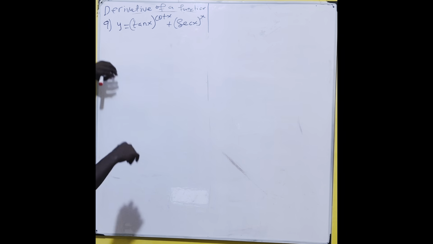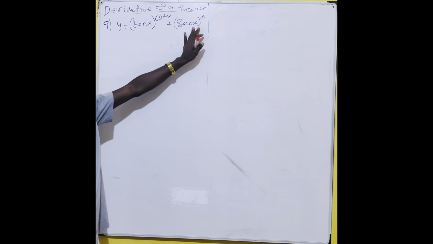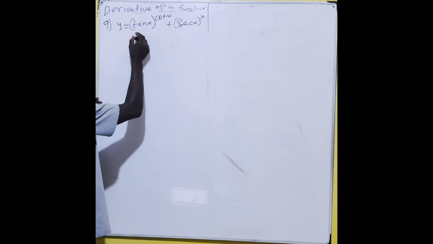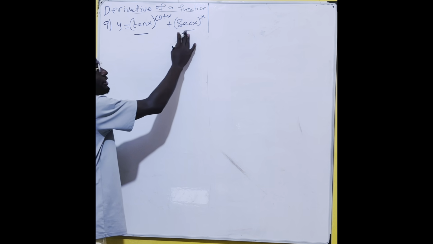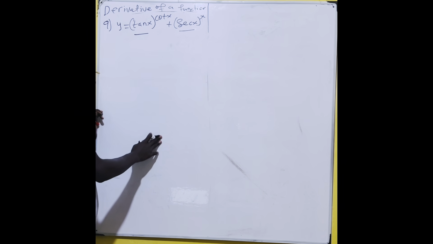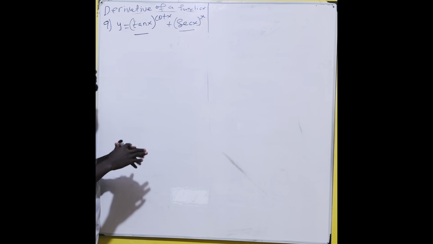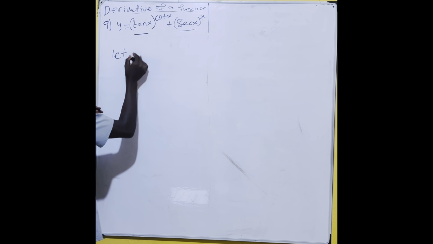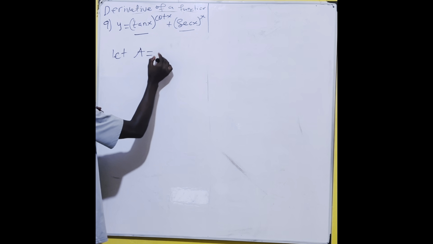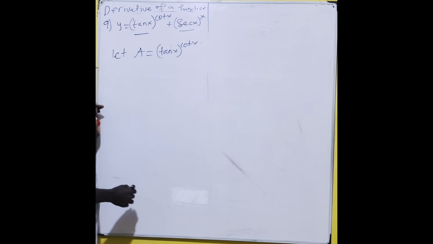Question number 9, we want to differentiate this particular function, tan x to the power cot x plus sec x to the power x, right? So in here, we have first term, second term, okay? If you want to differentiate this, it is very advisable to separate them term by term and differentiate. Once you are done, you combine them. Okay, so let's say that we are considering this term to be a. So a equals tan x to the power cot x, right?